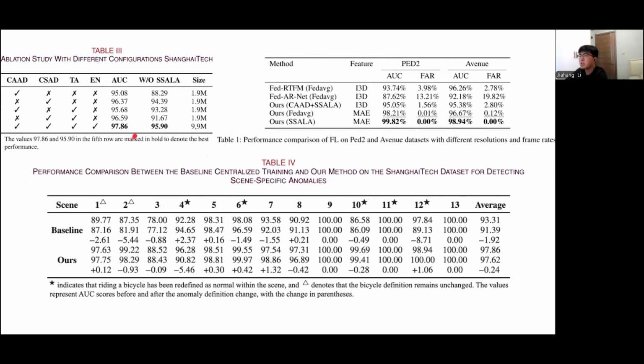Here are some interesting ablation experiments. In the first table, we evaluate the effectiveness of each component of our framework on Shanghai. You can see that when we use all components together with the SSLA algorithm, we achieve the best performance. In contrast, if we only use the federated average, the performance is lower. This is the federated average performance.